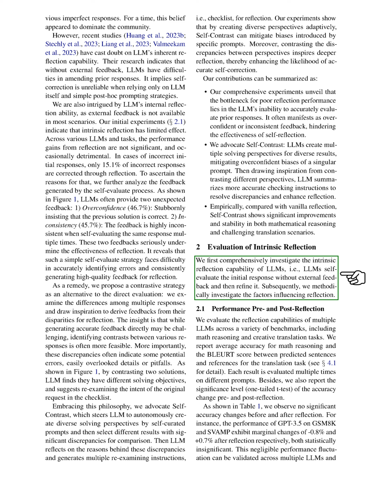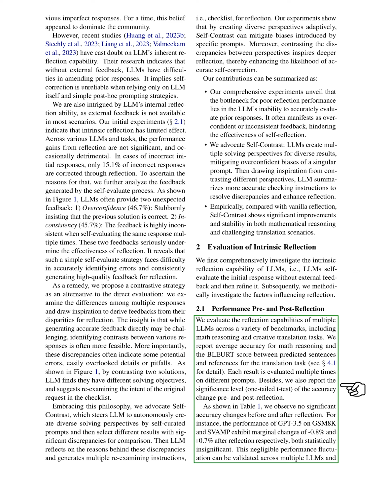We assess the reflection capabilities of various LLMs across different benchmarks, such as mathematical reasoning and creative translation tasks. We measure the average accuracy for math reasoning and use the BLEURT score to compare the predicted sentences with the reference sentences for the translation task. Each result is evaluated multiple times using different prompts. We also report the significance level of the accuracy change before and after reflection using a one-tailed t-test.